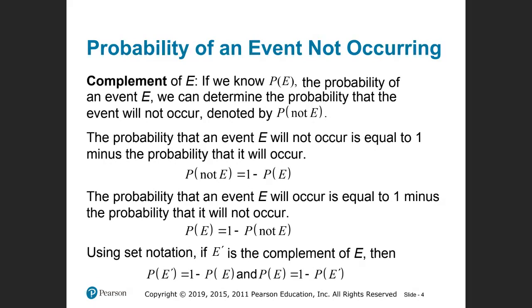Using set notation, if E with the asterisk, which is read complement of E, then the probability of not E is equal to 1 minus probability of E, and probability of E is equal to 1 minus probability of not E.